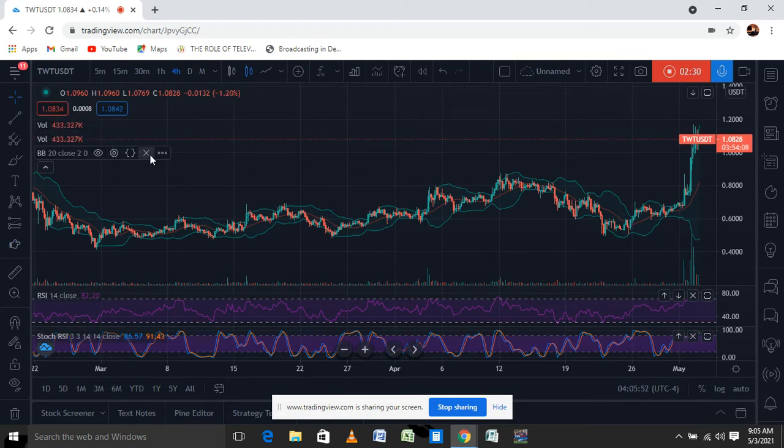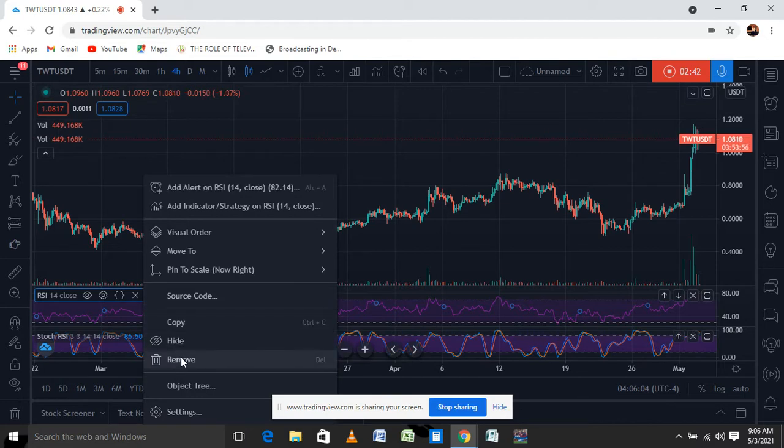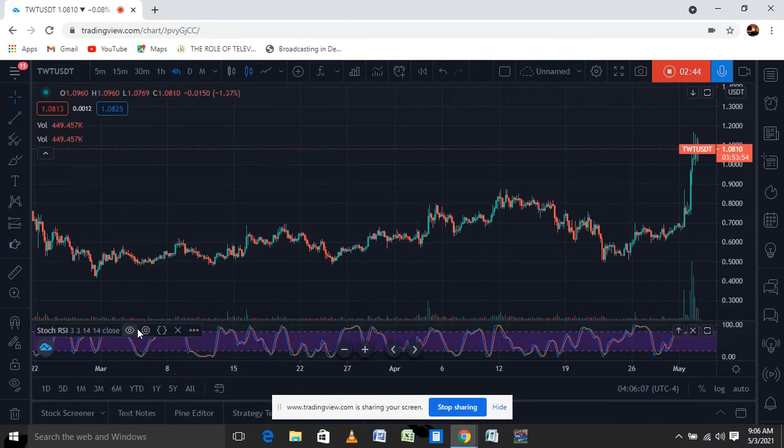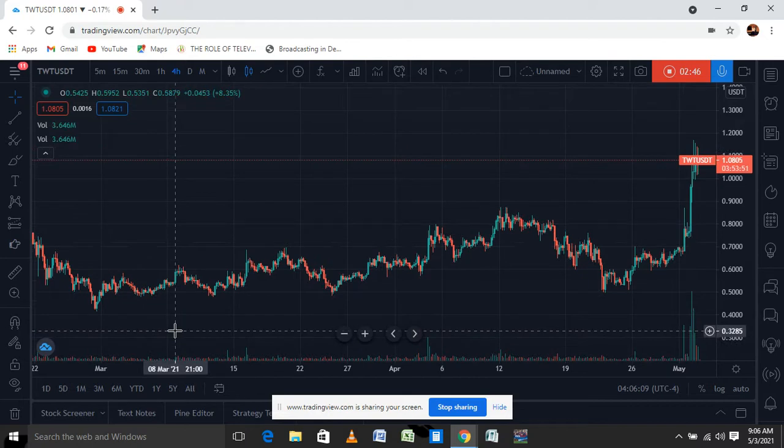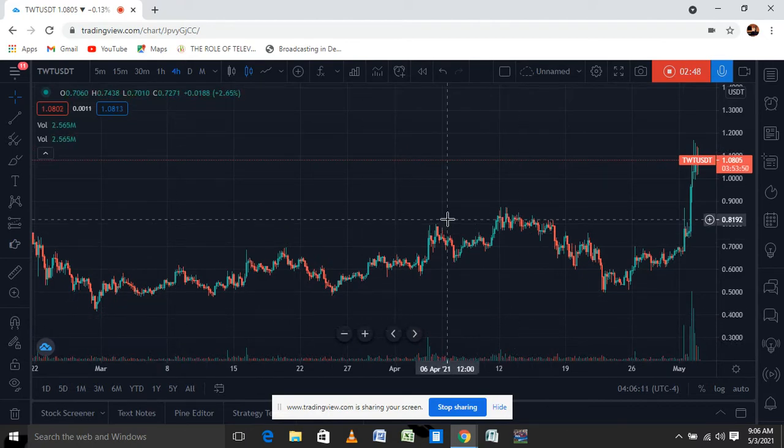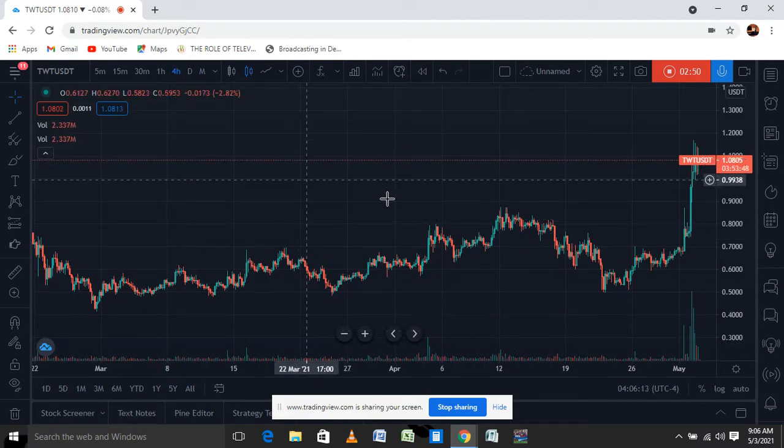But for now, we don't even need the Bollinger Band. We don't need the RSI and the stochastic RSI. Let's just look at the clean chart here. All right. Now, this is a 4-hour chart.